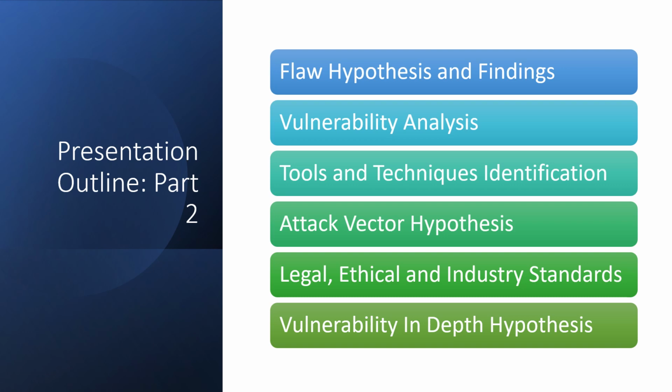So this is the second part of it. I split them up just because it was easier for me to do. That way you can see the first part and then the second part, which kind of have to do with each other. So the second part is going to be flaw hypothesis and findings, vulnerability analysis, tools and techniques identification, attack vector hypothesis, legal or ethical and industry standard, and then vulnerability in-depth hypothesis.